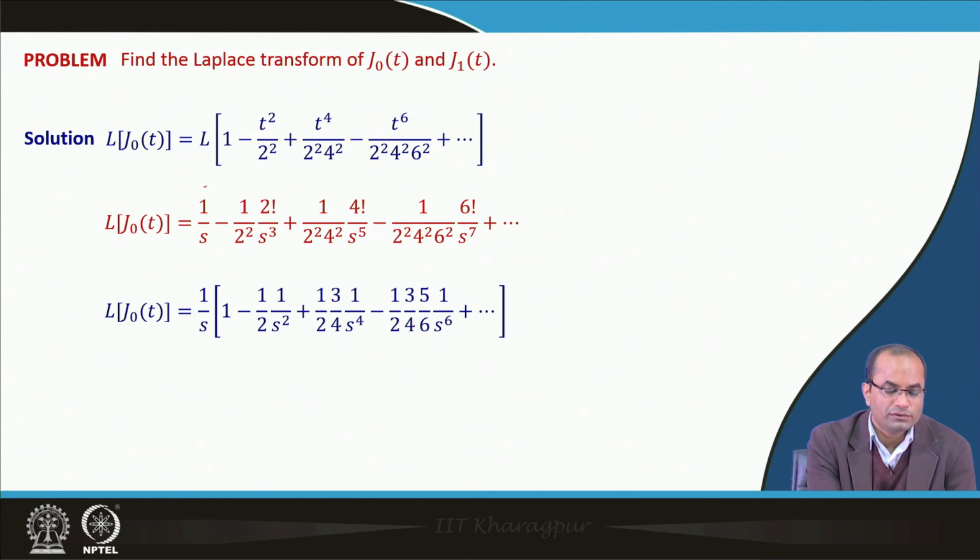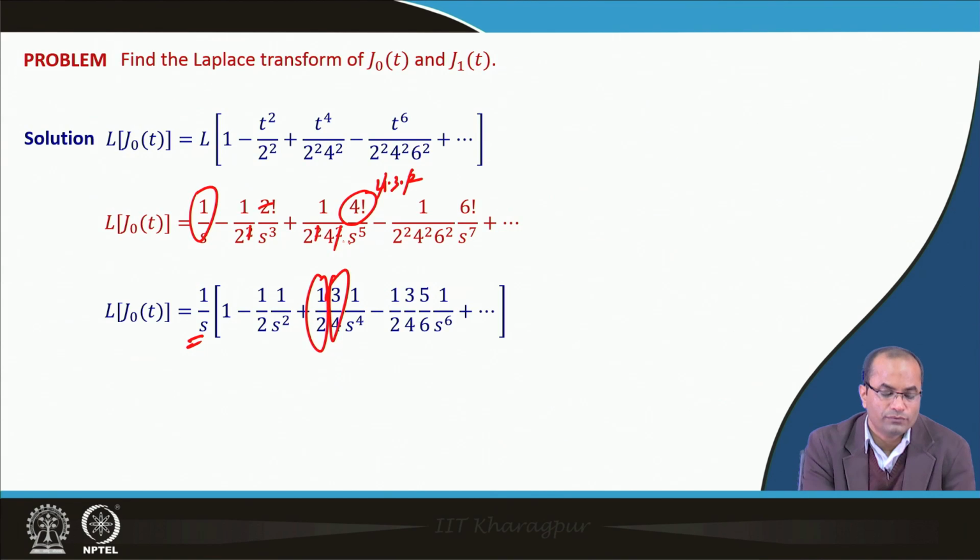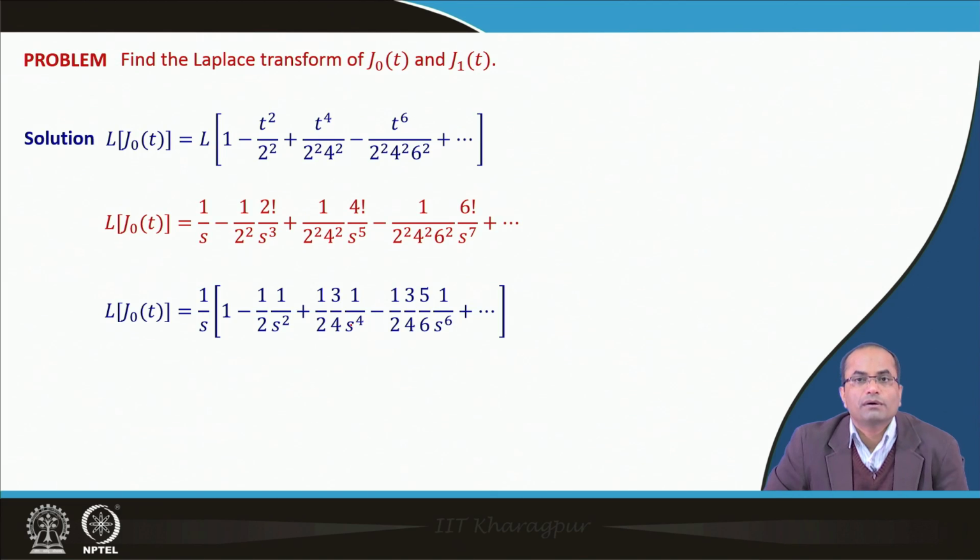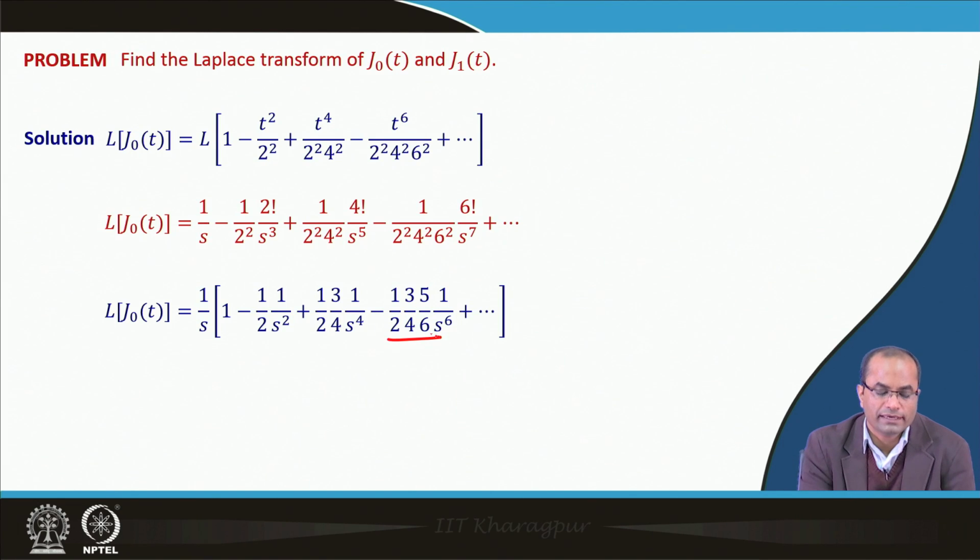And then we will just rewrite. So if we take common this 1 over s, we will get 1 minus 1 by 2 times 1 over s squared, because this factorial 2 will cancel this square term. Here in this case we will get, so here we have 4, 3 and 2. So the 2 will cancel this square, the 4 will cancel this square, and we have this 3. So we have 1 by 2, we have 3 by 4, and then we have 1 by s to the power 4. Similarly, here we will get 1 by 2, 3 by 4, and this 5 by 6, and 1 over s to the power 6.